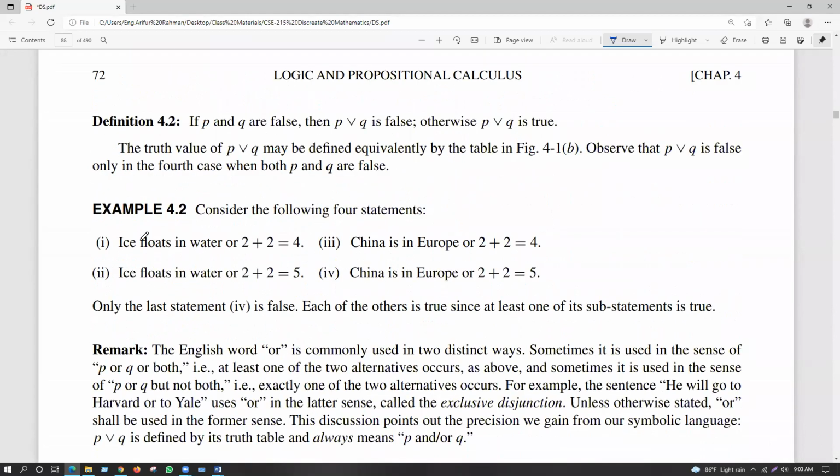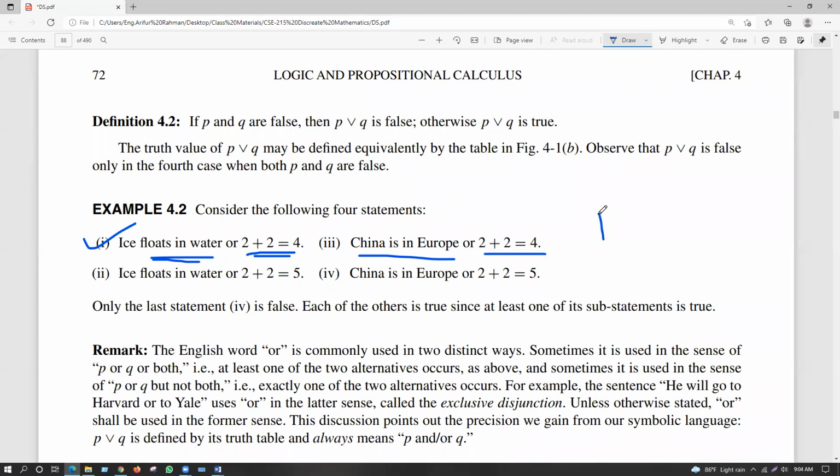These are the examples we already discussed. Ice floats in water, let's assume this is P. 2 plus 2 equals 4, let's assume this is Q. Then P or Q is true, because ice floats in water is true. 2 plus 2 equals 4 is also true, right? So P or Q this time is true. China is in Europe, that's false, right? Or 2 plus 2 equals 4, which is true.